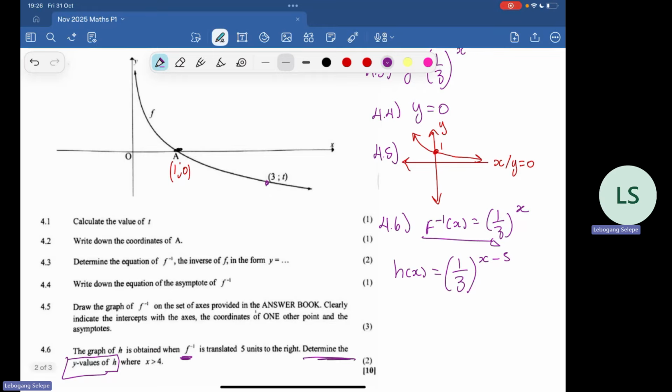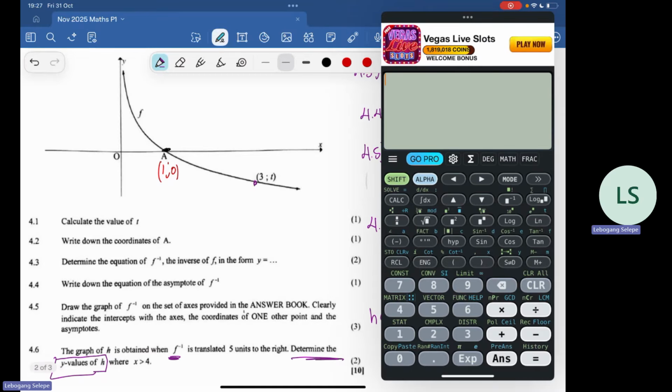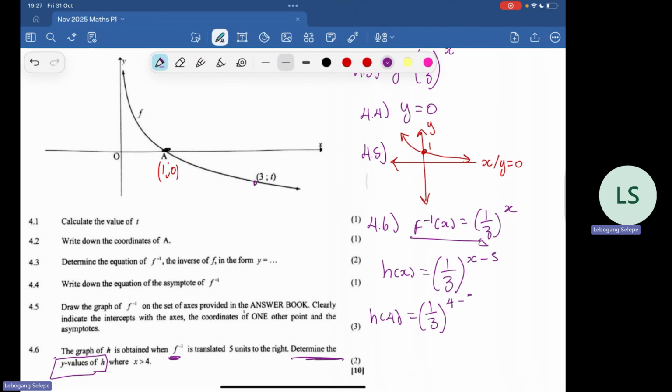So h at 4 would be equal to 1 over 3 to the power 4 minus 5. Let's put that in our calculator and see how much we get. 1 over 3 to the power 4 minus 5. Sorry, that's 5 here. 4 minus 5, that's 3, we saw, right? So this is the y value where x is 4, right?